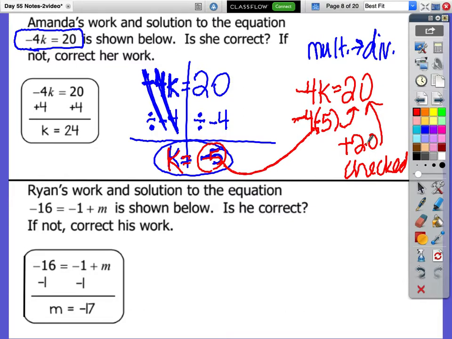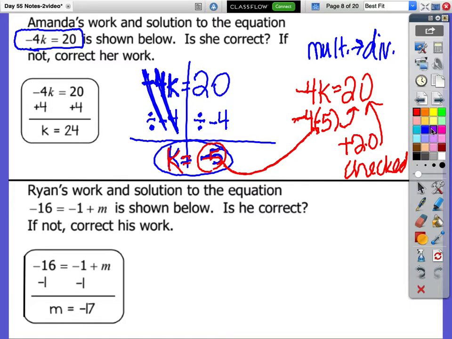So in theory, you should be able to know that you made 100 on a test because you've checked everything, plugged it back in, and if both sides are equal, then you should be right. Now, if they're not equal, you need to go back and look at it again, because something's wrong somewhere.